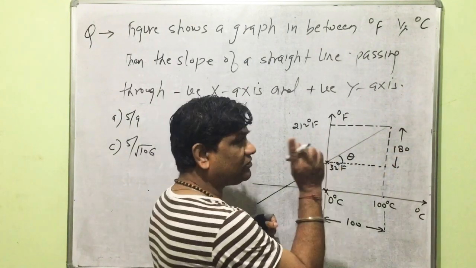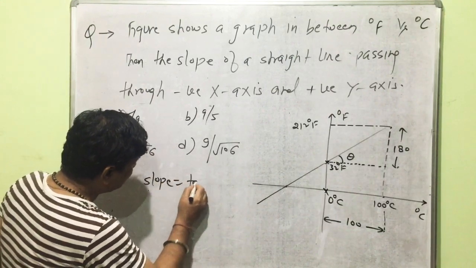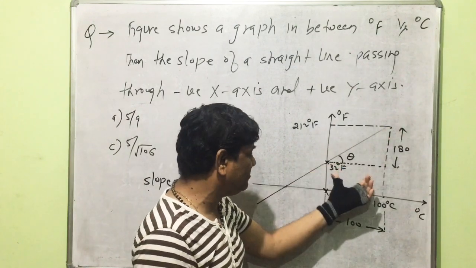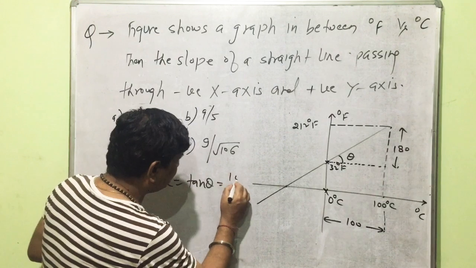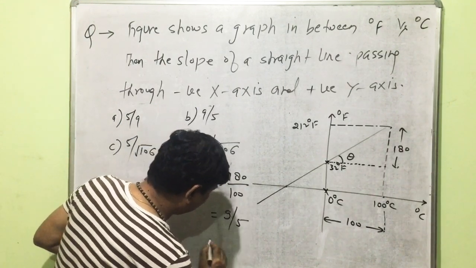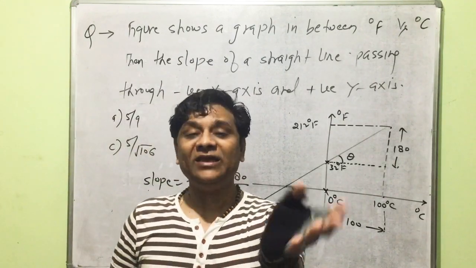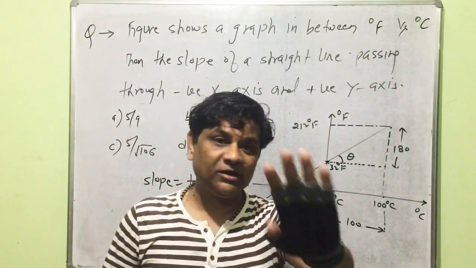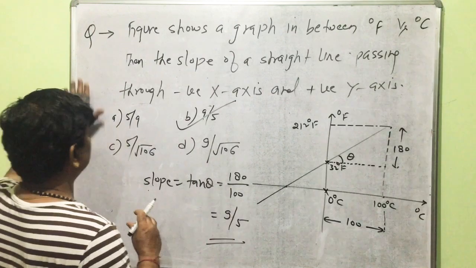What we have to find out is the value of slope. So slope is equal to tan theta, and the value of tan theta will become equal to, once again, perpendicular upon base. So the perpendicular is 180, the base is 100. This is equal to 9 by 5. So it must be clear here: slope is not always 5 by 9. It may also be 9 by 5 depending upon the conditions. So the answer is 9 by 5.